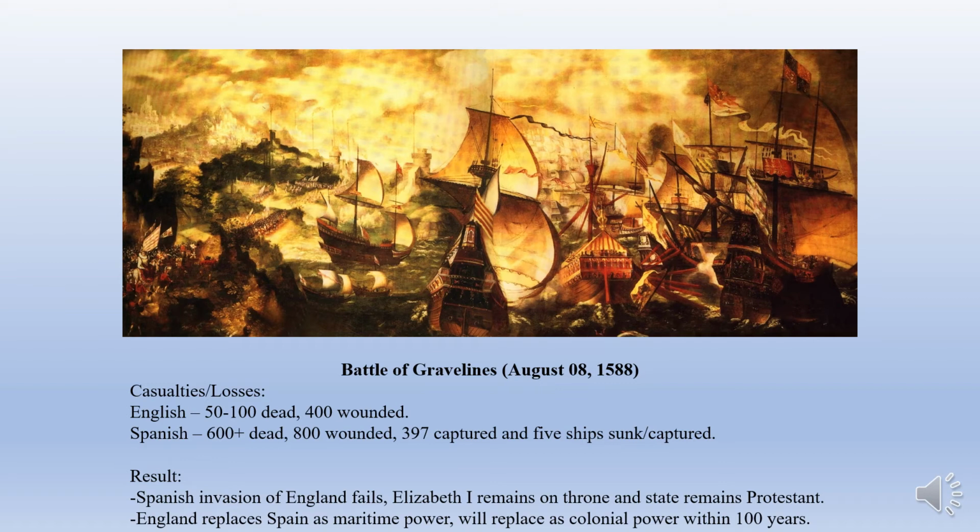Okay, within 100 years, the Spanish Empire will be a shell of its former self, and the English Empire, or at that point, more correctly, the British Empire. There's a saying about it, that the sun never set on the British Empire, and there's a reason for that, because they'll have land holdings all around the world. So England will now be on the rise, and Spain will be in decline.